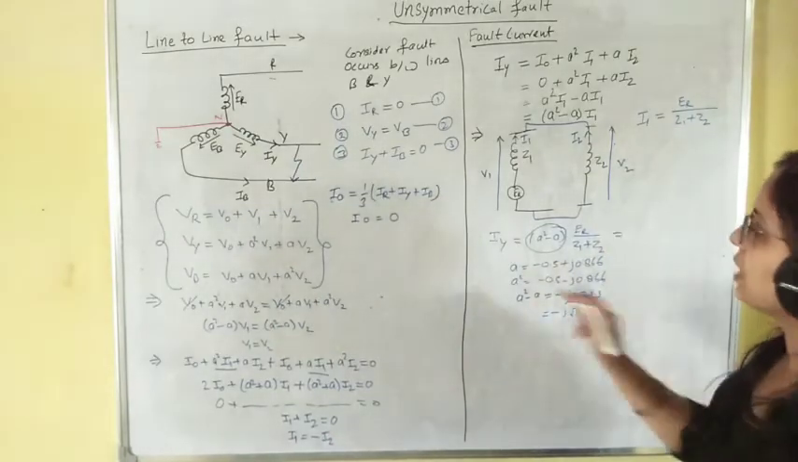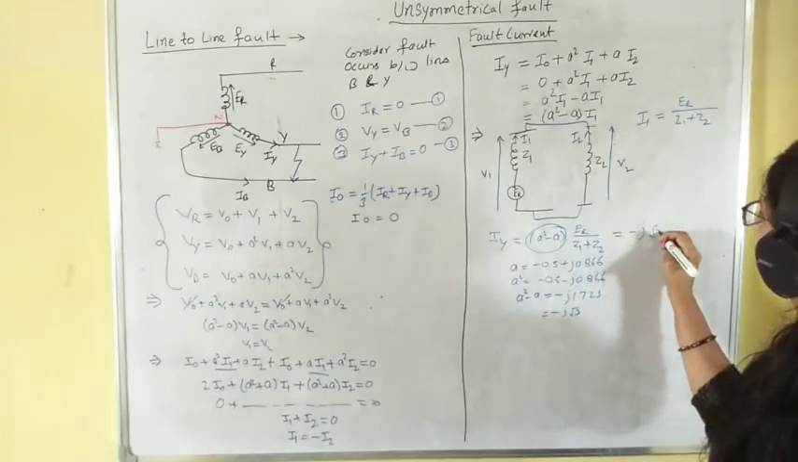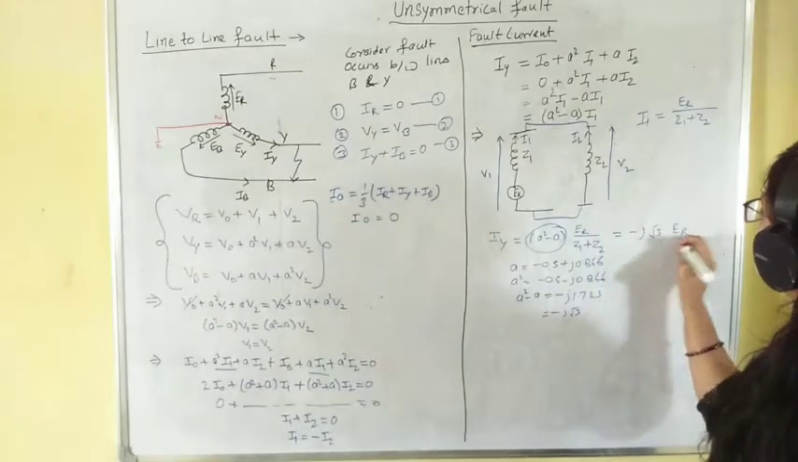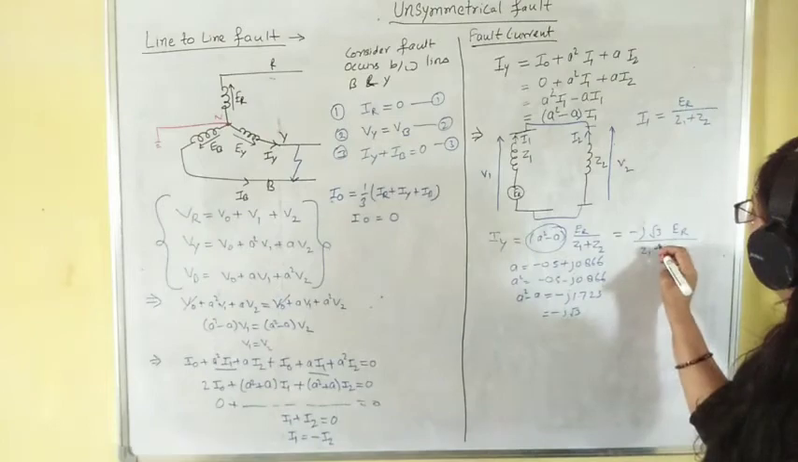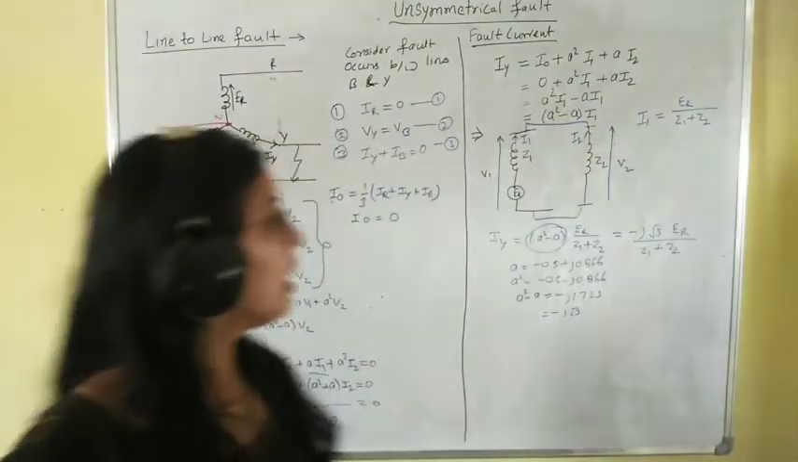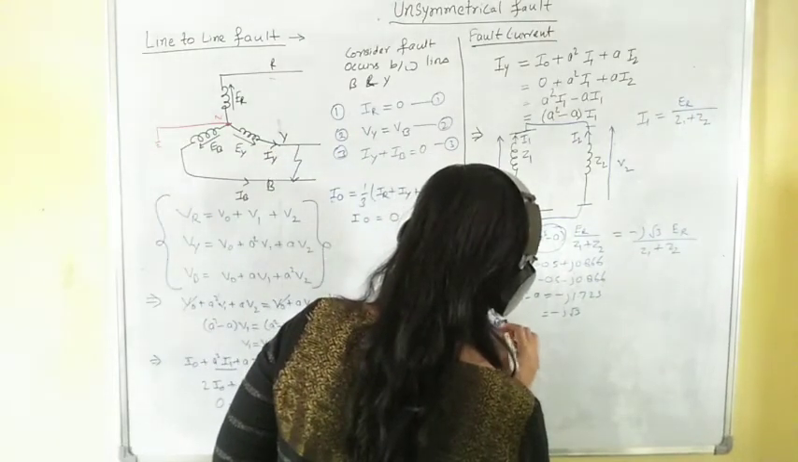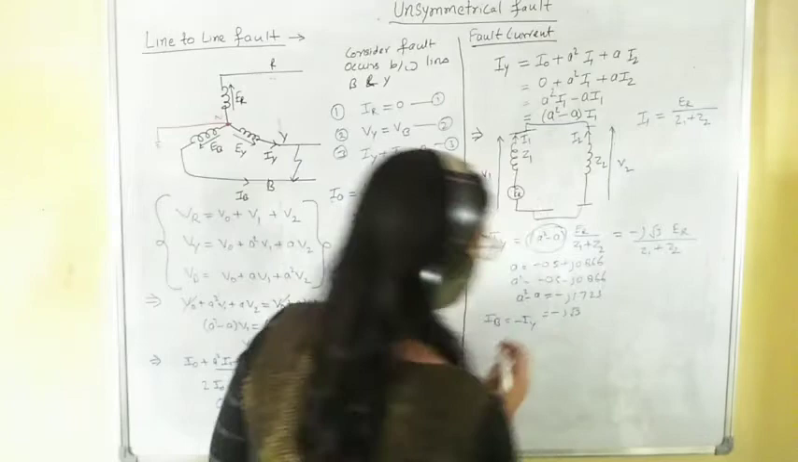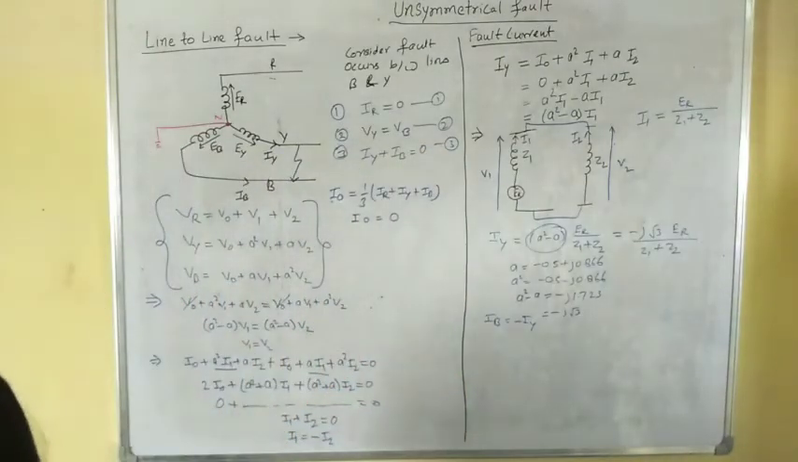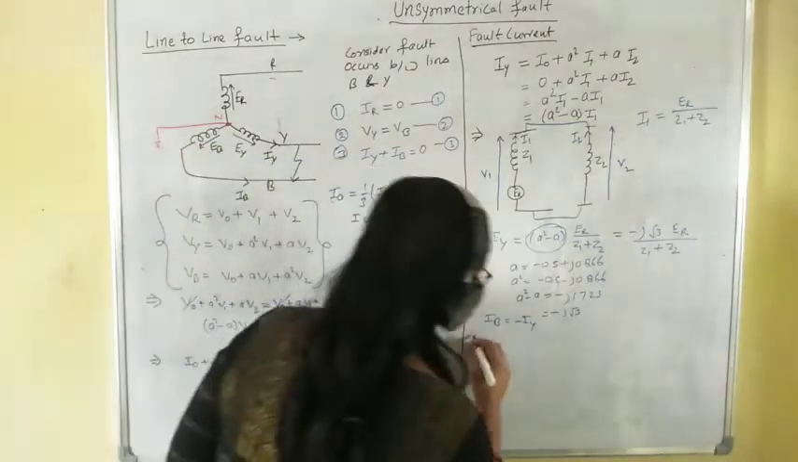So what can we write? Fault current IY is equal to minus times J root 3 ER upon Z1 plus Z2. So this is the fault current. And what will be IB? IB is minus of IY. It will be the same.